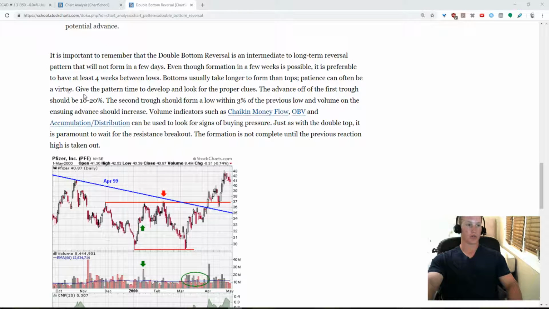Patience can often be a virtue. Give the pattern time to develop and look for the proper clues. The advance off of the first trough should be 10 to 20%. The second trough should form a low within 3% of the previous low, and the volume on the ensuing advance should increase.